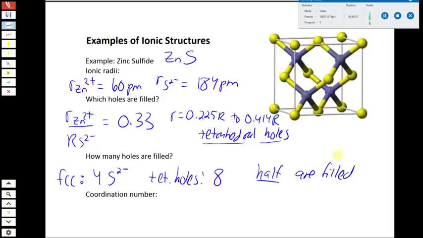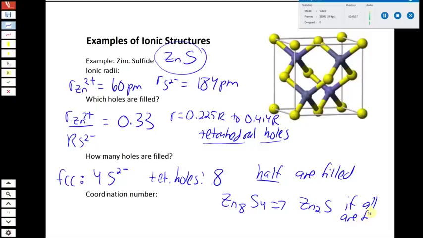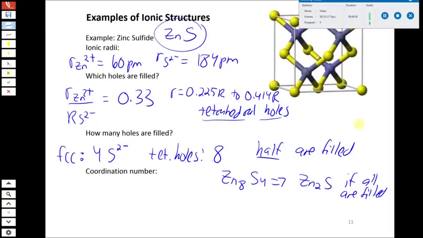The reason for this is if we filled all 8 tetrahedral holes, we would have 8 zincs in the structure, and we only have 4 sulfides because that's in the face-centered cubic position. So we would get Zn8S4, which reduces down to Zn2S, which is the wrong formula. The formula for zinc sulfide is just ZnS, a 1-to-1 ratio. So we can only fill half the tetrahedral holes, because if all are filled, we would get the wrong formula. Half are filled, and that gives us Zn4S4, which reduces to zinc sulfide. 4 of each, which means they're in the 1-to-1 ratio.